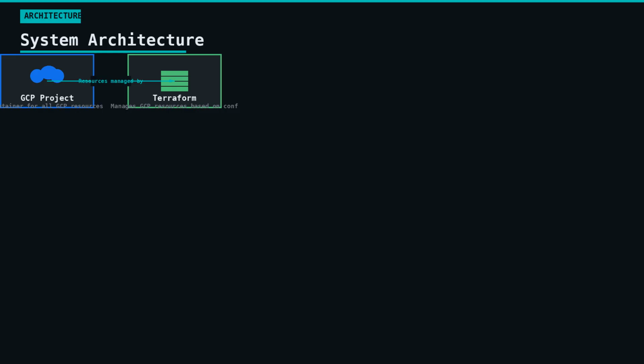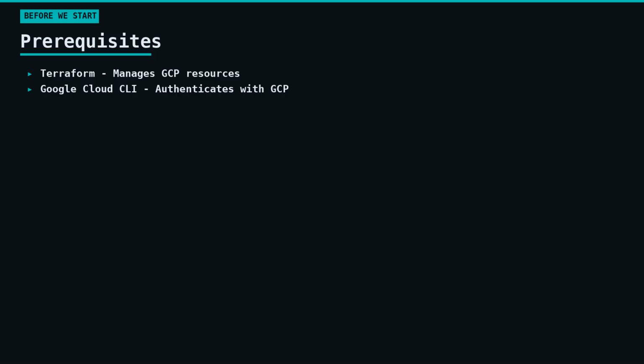To follow along with this tutorial, you'll need a few tools. First, you need to have Terraform installed on your machine. Terraform is the tool that will manage your GCP resources. You also need a GCP account with existing resources you want to import. The Google Cloud CLI is necessary for authenticating with GCP from your local machine. Lastly, you should have a code editor or IDE to write and edit your Terraform configuration files.